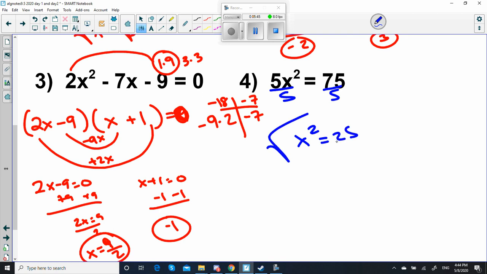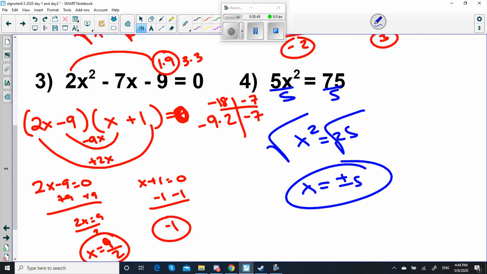And then I'm taking the square root. So that one's plus or minus 5. Square root would definitely be the best way to do that.